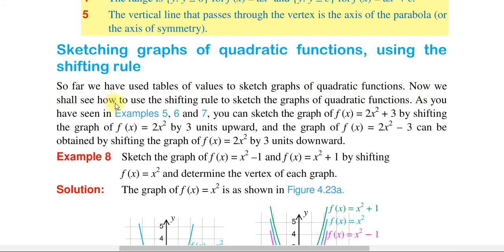Now we shall see how to use the shifting rule to sketch the graph of a quadratic function. So you can sketch the graph of f of x equal to 2x square plus 3 by shifting the graph of the function f of x equal to 2x square by 3 units upward.